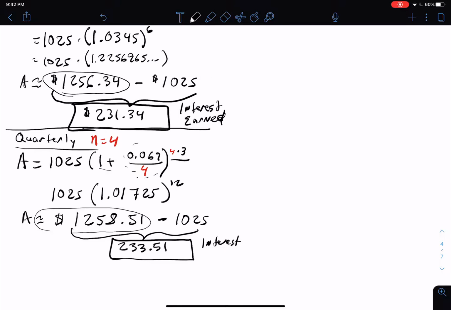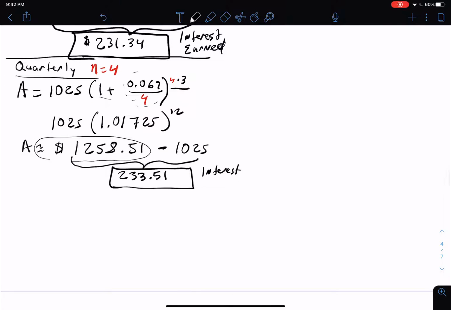So you can see that number should be going up a bit, not incredibly. 231, 233, yeah. Next one, I'm going to try to sneak this in here because I need more space over there. This next one, I believe, was monthly.